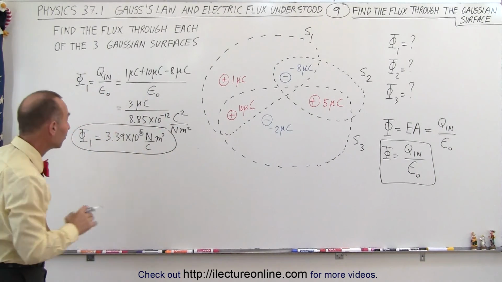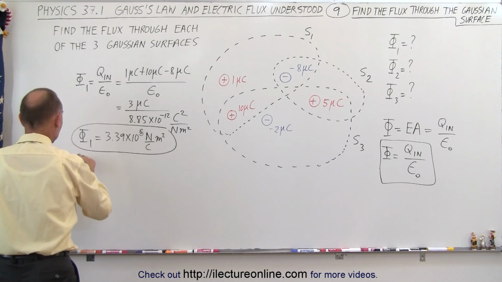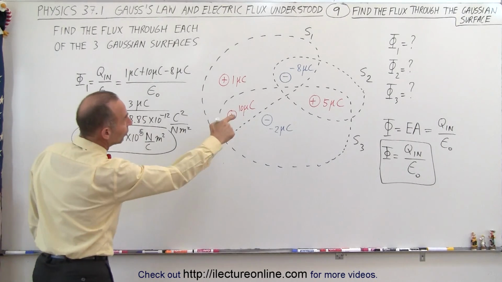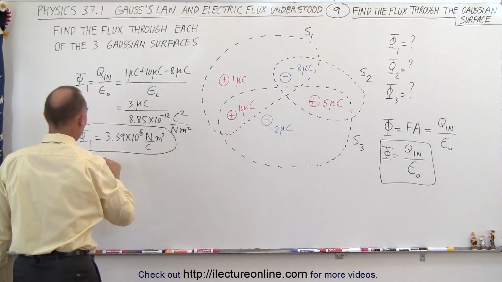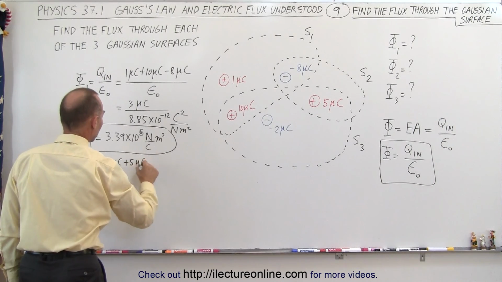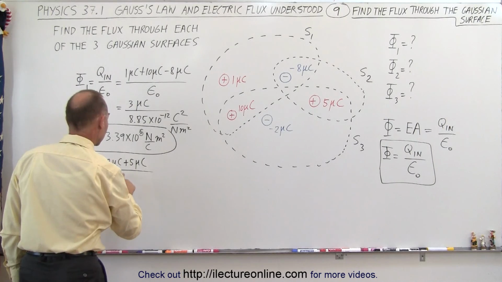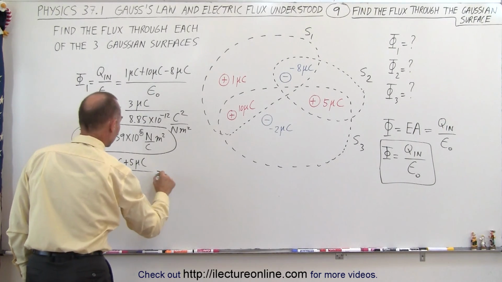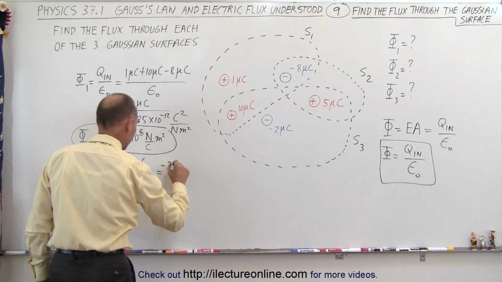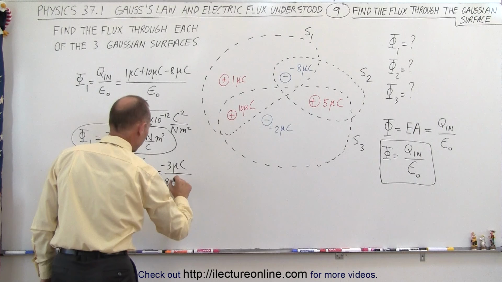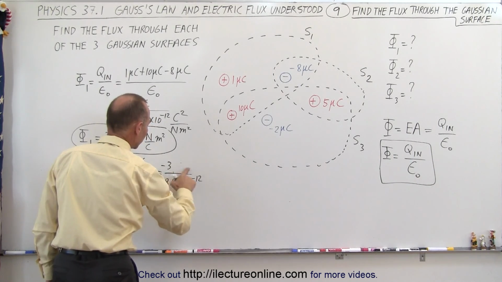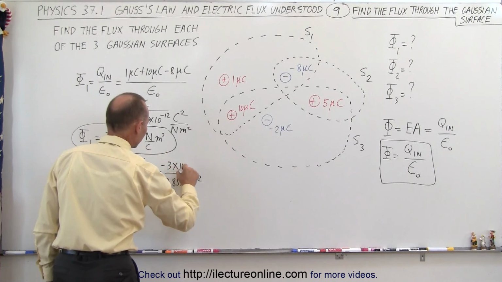Now let's do this again for the second surface and see what we get. The flux through the second surface is equal to Q inside divided by epsilon sub naught. So that would be the sum of those 2: minus 8 microcoulombs plus 5 microcoulombs, divided by epsilon sub naught. Combining the 2, that would be minus 3 microcoulombs divided by 8.85 times 10 to the minus 12, and I'm going to write this as 3 times 10 to the minus 6.